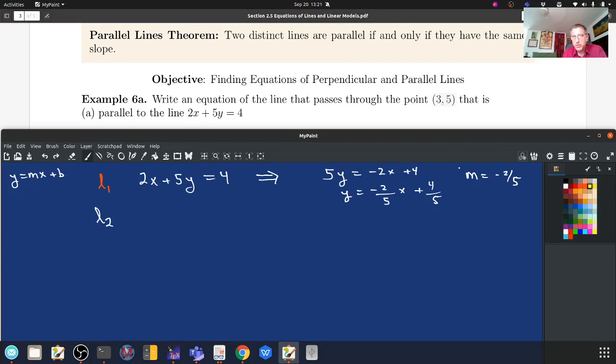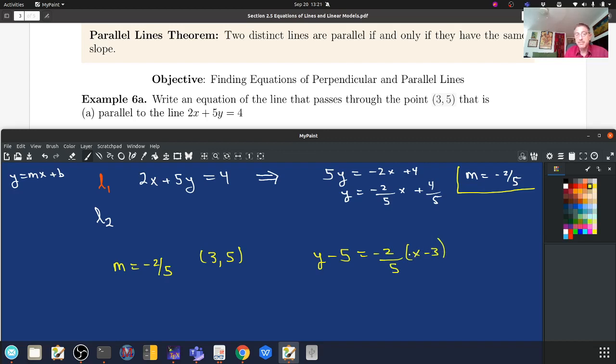We're going to use the point slope form. So I have m is equal to minus 2/5, and I want an equation through the point 3, 5. So we have y minus 5 is equal to minus 2/5 times x minus 3.